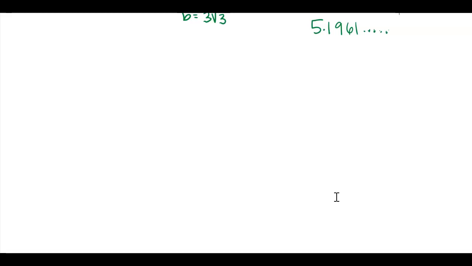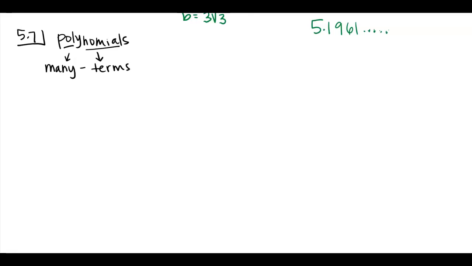Okay, let's get back to it. All right, so we are going to be in 5.7 now, and in 5.7 we're going to be talking about polynomials. So it's a little bit of a shift from what we were just talking about, but I want to talk about this word polynomial first of all. Poly means many, and nomial means terms. So a polynomial is something in math that we say has many terms.